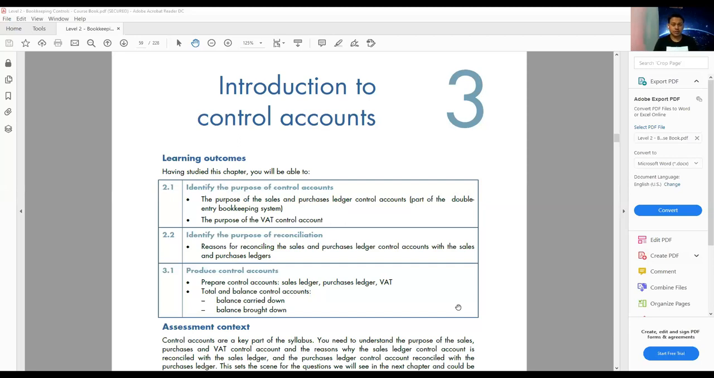You already know how to do the debit and credit. And this control account will tell us how to control these entries. Now let's talk about control accounts.